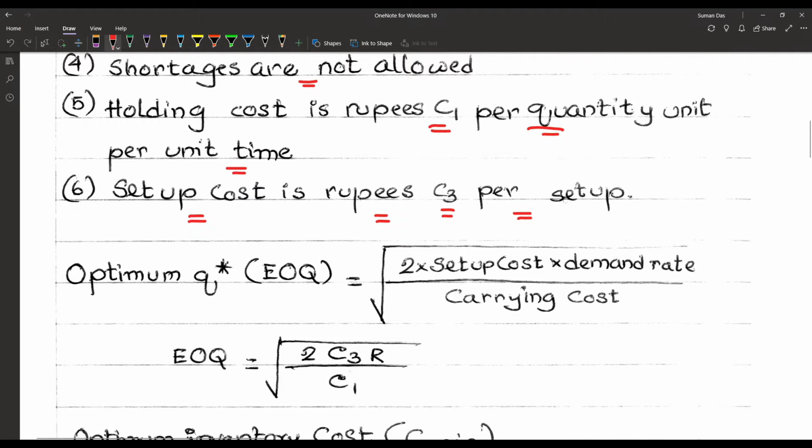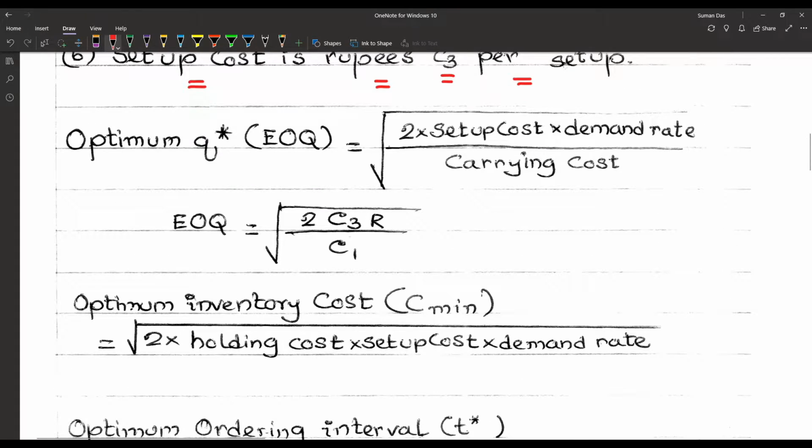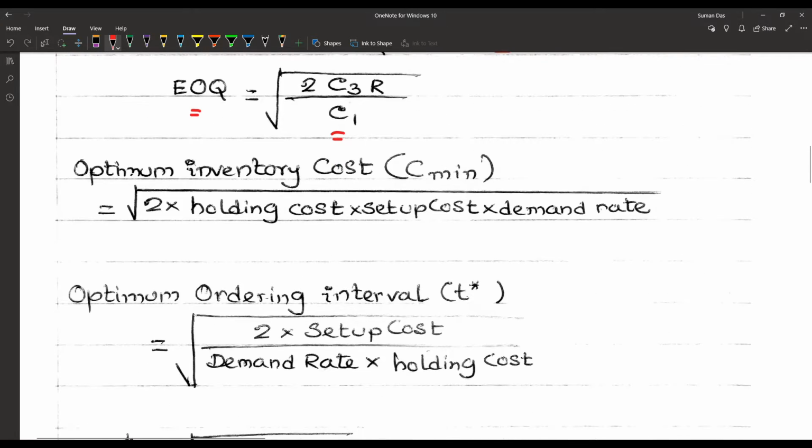So what is the formula of the optimum Q star, that means the EOQ? That is the square root of 2 into setup cost into demand rate upon carrying cost. That means EOQ or Q star is equal to square root of 2 C3 R upon C1. Now, what is the optimum inventory cost? That is denoted by C min, and it is equal to square root of 2 into holding cost into setup cost into the demand rate.